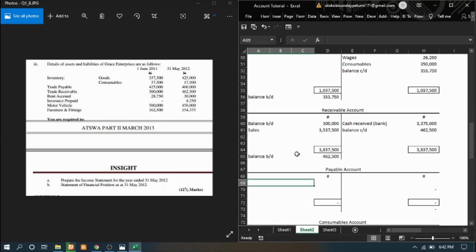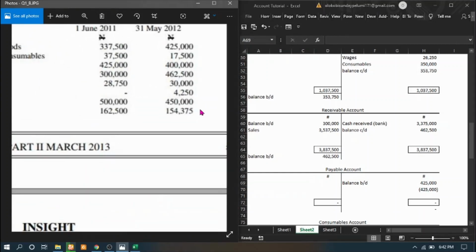Now the same applies to trade payables also. The trade payables too, we have transactions with them. This is the amount we are owing the suppliers at the beginning of the period, and the amount we are owing them at the end of the period. So to easily solve the problem, we go this way, starting with balance brought down. Then we have a credit balance at the beginning. What is the amount we are owing them at the beginning? 425,000.